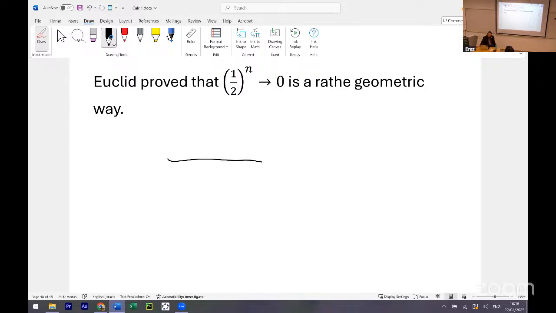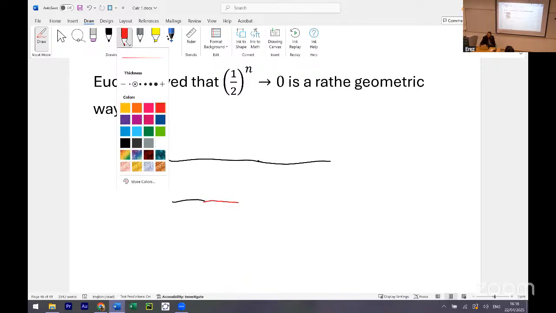Say you have a bigger segment, some length of a segment, and some smaller length of a segment. The claim is if you take half of the bigger segment over and over again, eventually it becomes smaller than the small one. Yeah, I forgot it. Okay, so I'll do it again quickly. Need to change colors.